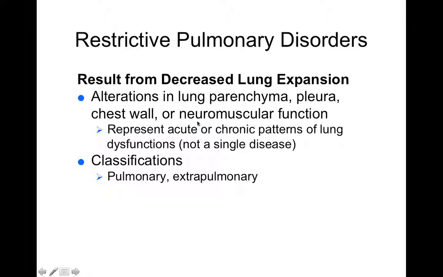Good. As well, neuromuscular function plays a role in restrictive pulmonary disorders, because if someone can't adequately control the skeletal muscles used to breathe, that's going to restrict their ability to ventilate. It can represent acute or chronic patterns, which we'll talk about. And we'll talk about pulmonary versus extrapulmonary restrictive lung disorders. The pulmonary ones are intrinsic to the lung itself. The extrapulmonary ones come from something outside of the lung, maybe some external material that's accumulated around the lung, or a neuromuscular disorder or a disorder of the chest wall itself. And we'll talk about those.